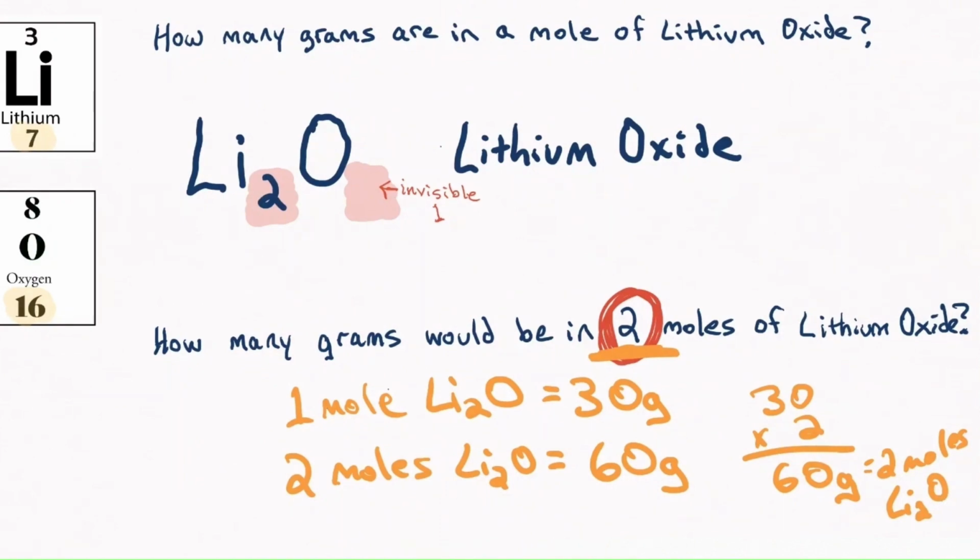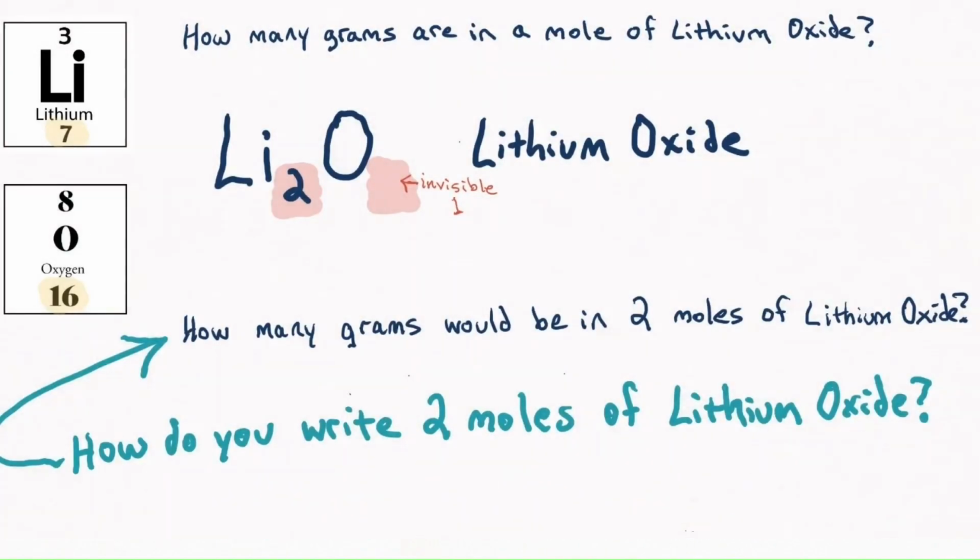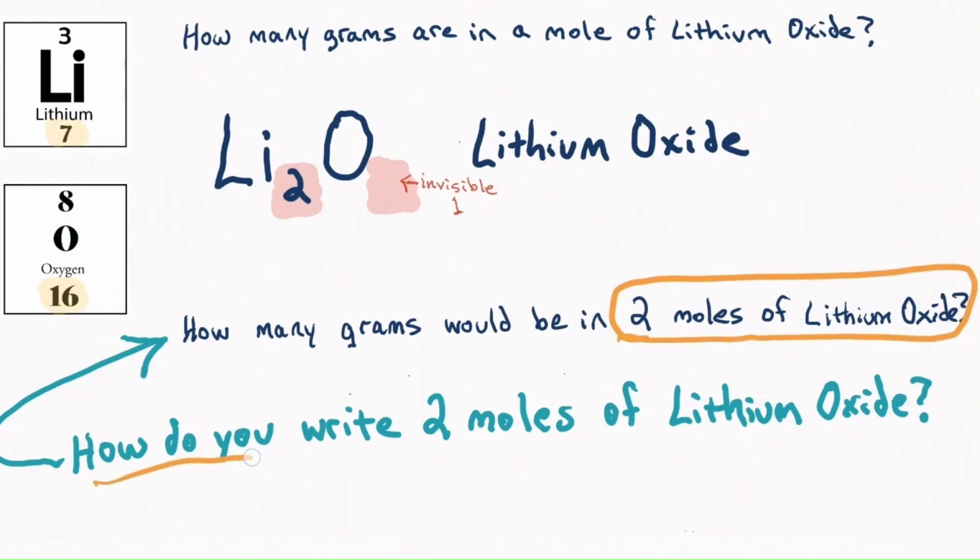Li2O, lithium oxide. Now, how would you write 2 moles of lithium oxide? How do you write that? Well, if 1 mole of lithium oxide is that, because that is 2 moles of lithium, right? And that's an invisible 1, so that's 1 mole of oxygen. But altogether, it's 1 mole of lithium oxide.